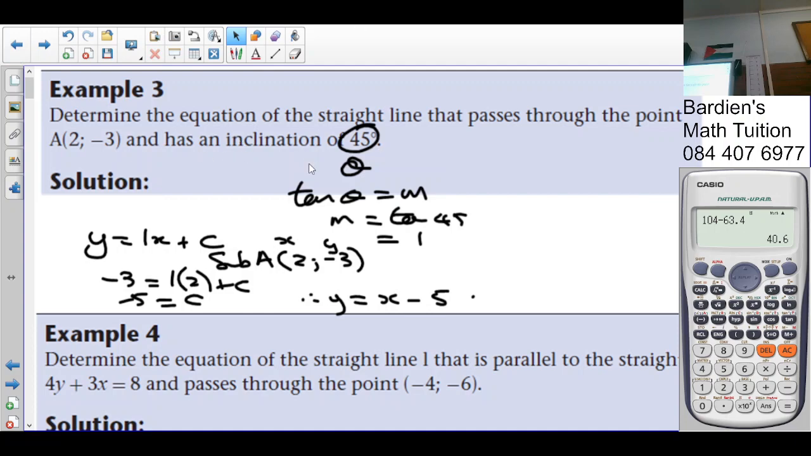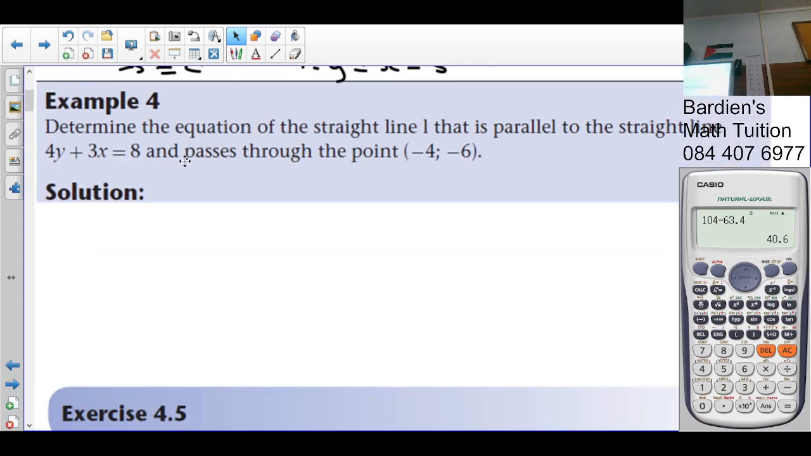Is there something new there? Determine the equation of the line passing through a point and parallel to a given line. If lines are parallel, what do we know? Gradients are equal. If you look at example 4, the equation is 4x plus 3y is equal to 8. So we must first get that in standard form. Then we can set the two gradients equal to each other and take it from there. You all agree with that?